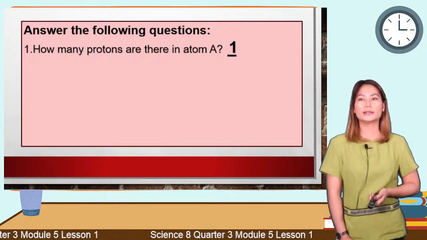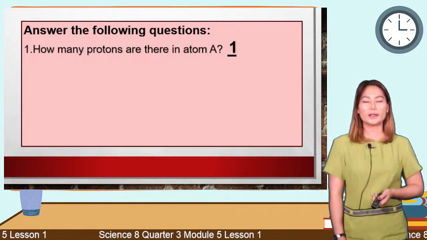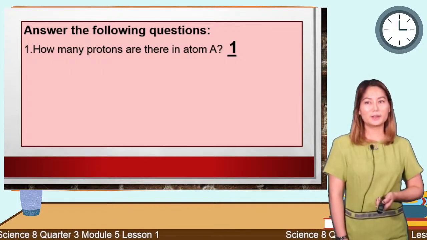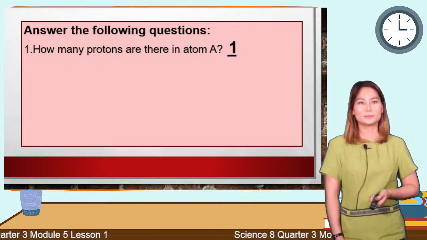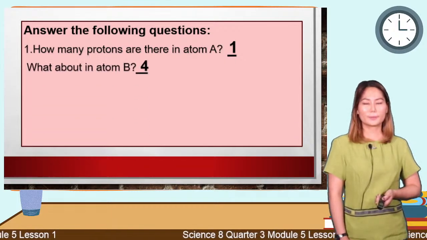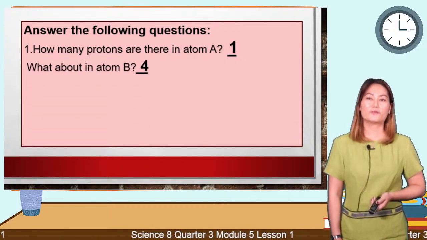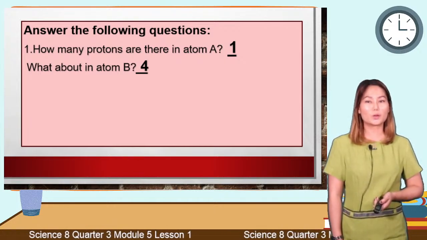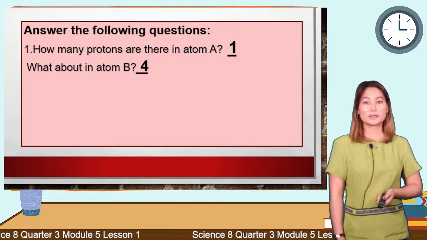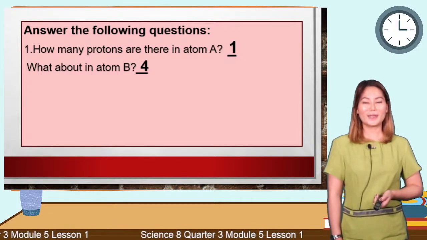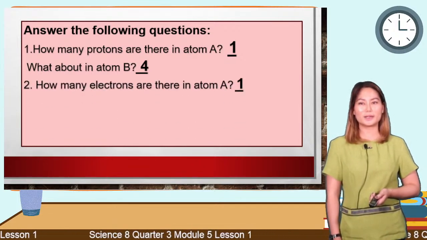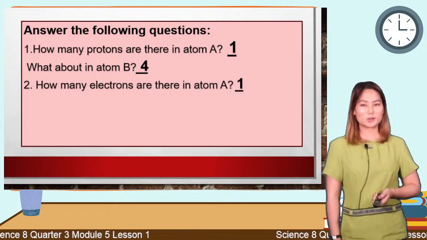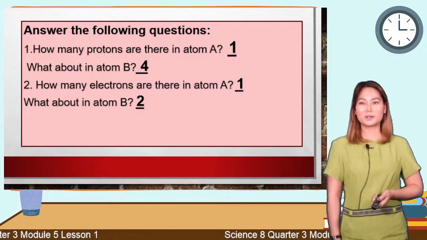Question number 1. How many protons are there in atom A? The correct answer is 1. Very good. What about in atom B? Your answer is? Good job, learners. 4. Question number 2. How many electrons are there in atom A? What is your answer? Excellent, learners. The correct answer is 1. What about in atom B? Your answer is? Very good. 2.